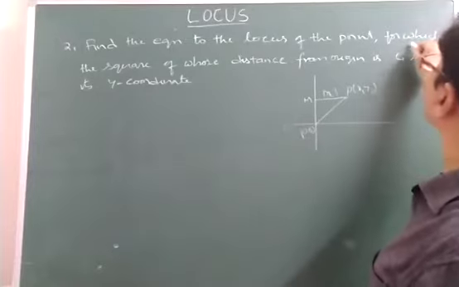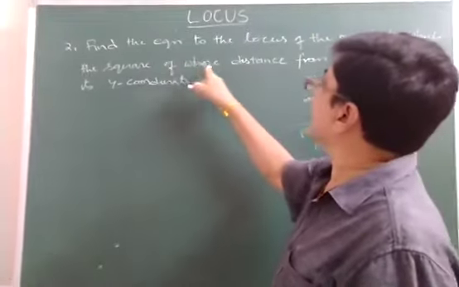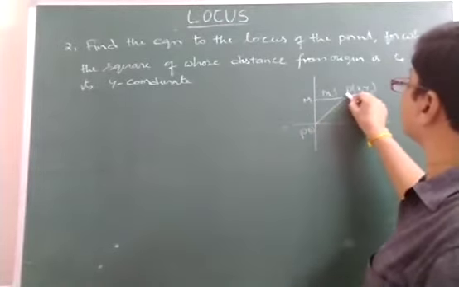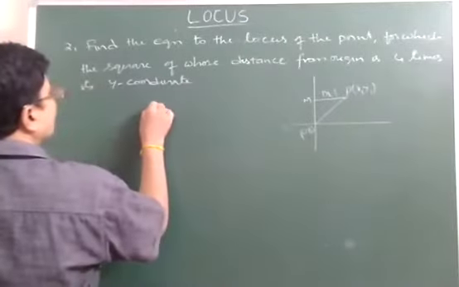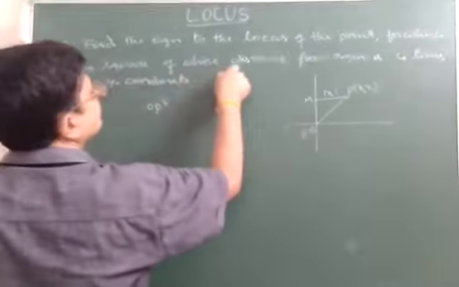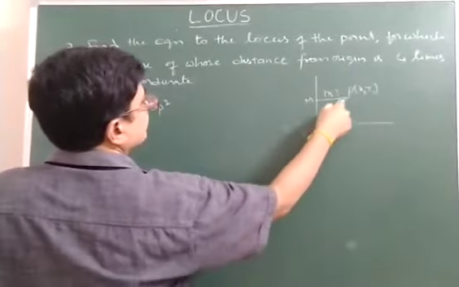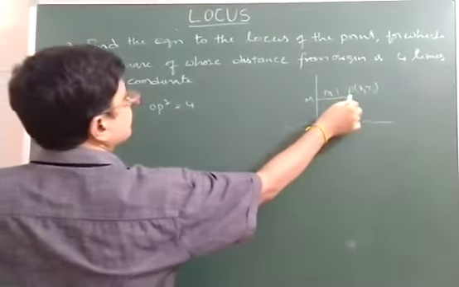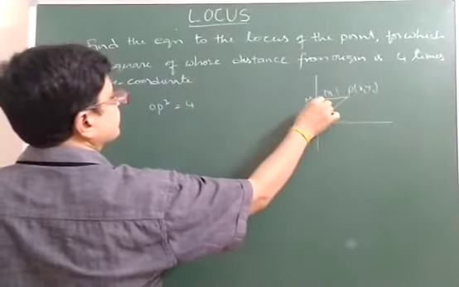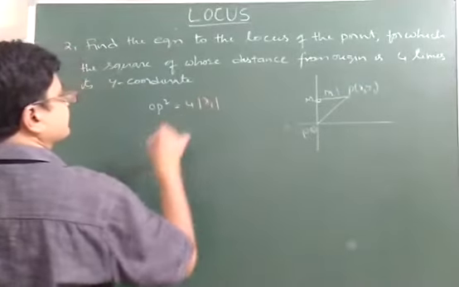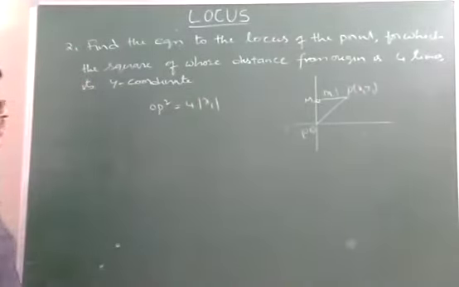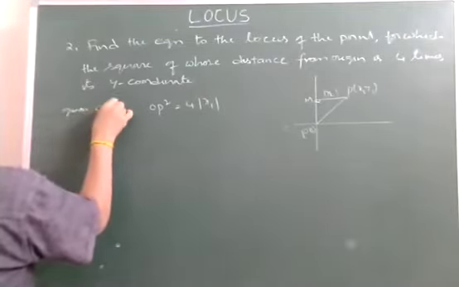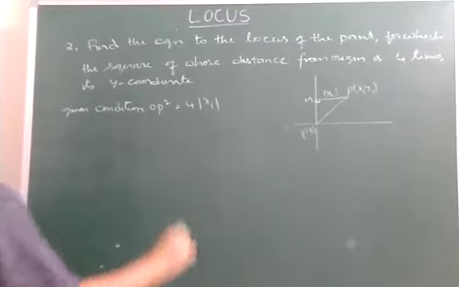That means the given condition is the square of whose distance from the origin. That means the square of the distance from the origin to the given point is OP square. So OP square is 4 times the distance from P to the y axis, that is mod x1. OP square is equal to 4 into mod x1. This is the given condition.